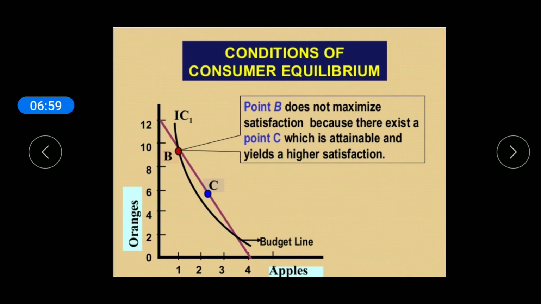Students, in this diagram we see that this is the budget line and this is the indifference curve. There are two points, B point and C point. The consumer does not maximize satisfaction at point B because there exists a point C which is attainable and yields a higher satisfaction compared to the B combination. So he is more satisfied at point C compared to point B, because the B combination shows a low level of satisfaction compared to the C combination, since C is on a higher level than B.